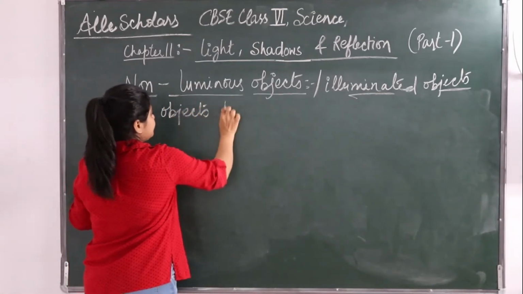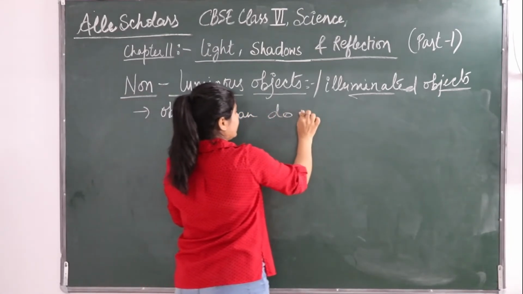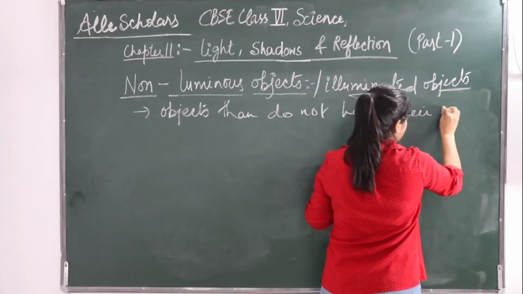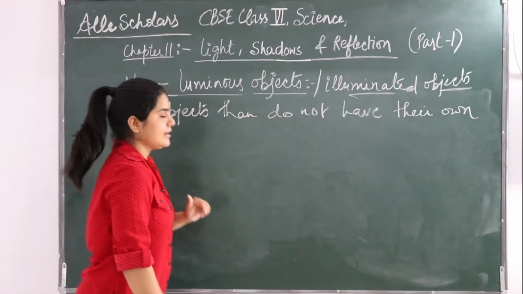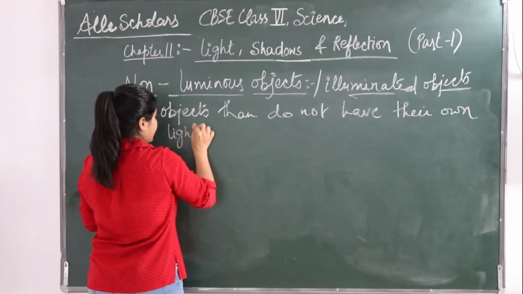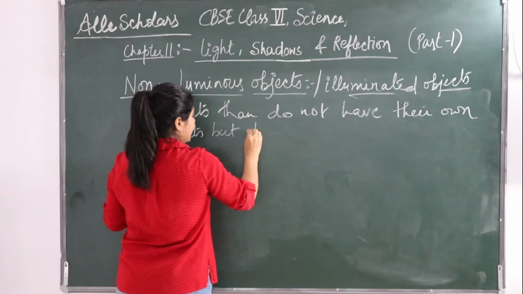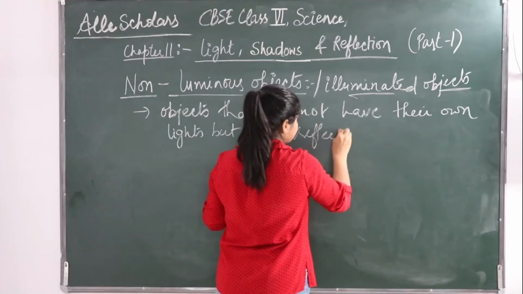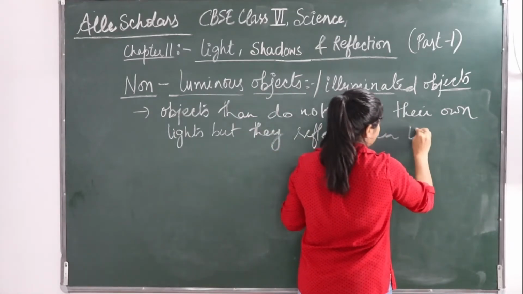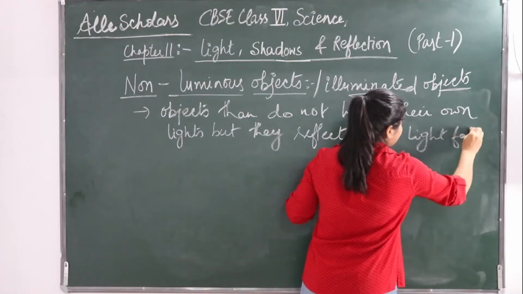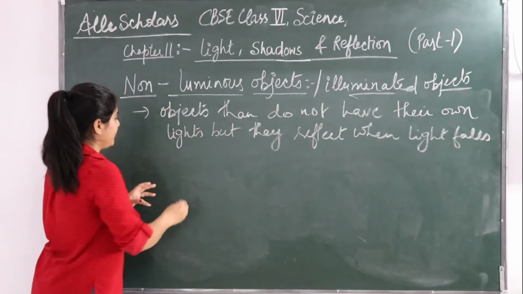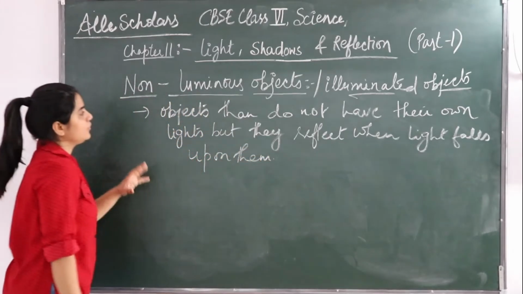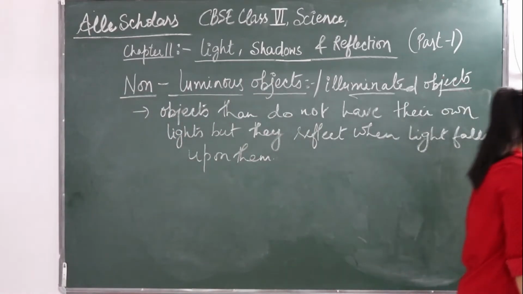Objects that do not have their own light, but they reflect when light falls upon them. So these are called non-luminous or illuminated objects.